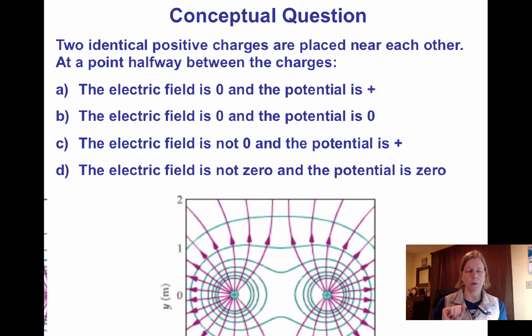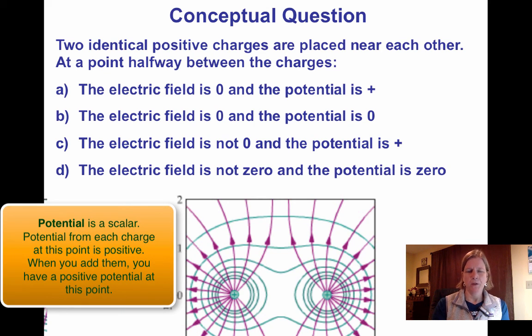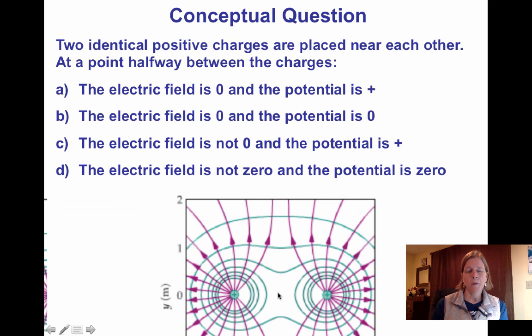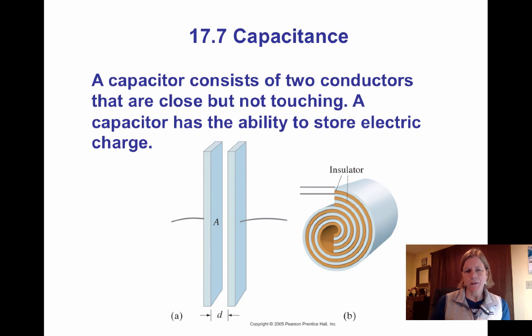The electric field is 0, we already said that. Is the potential 0? Now, again, you can think about the potential as being the sum of the potentials now from the two charges, and since they're both positive, you'll get a positive potential at that midpoint. The electric field is not 0, potential is positive. Well, we've already shown the electric field is 0 and the potential is positive, so I think we'll move on from there.